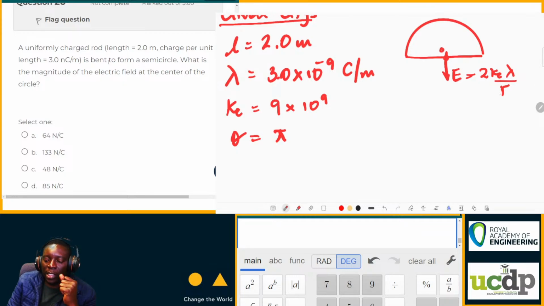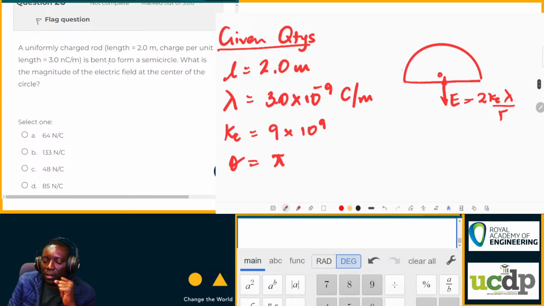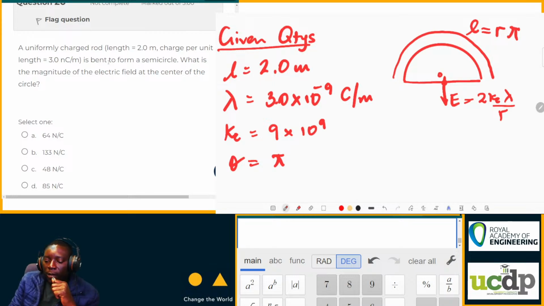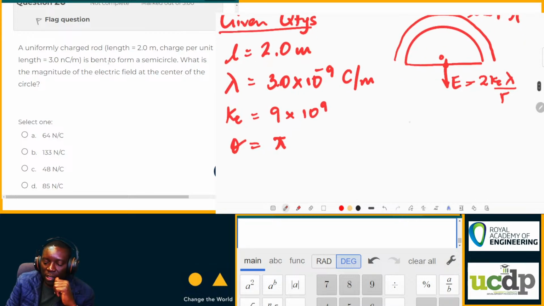What we are not given directly is the R, but we are given the length, which is the circumference. This one, if straightened, gives us a length. And in terms of its arc, it is basically R times theta, which is pi. So you can find R in terms of L and pi from there and substitute into that equation and give us the E.